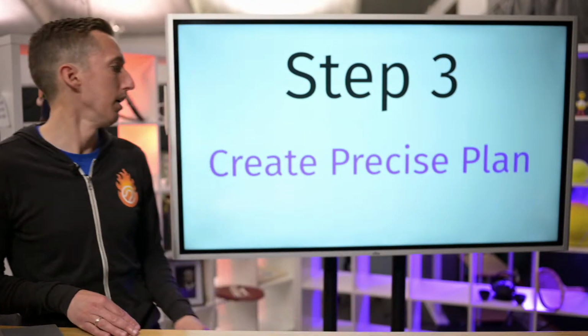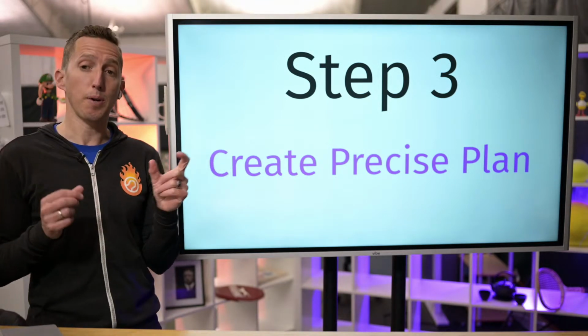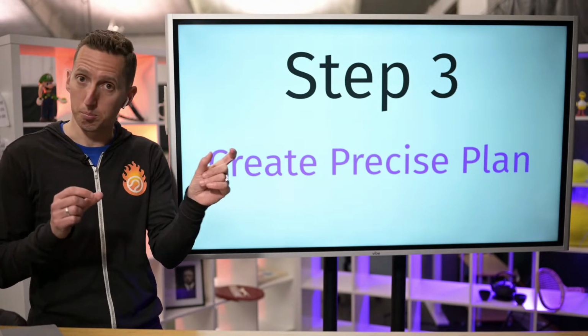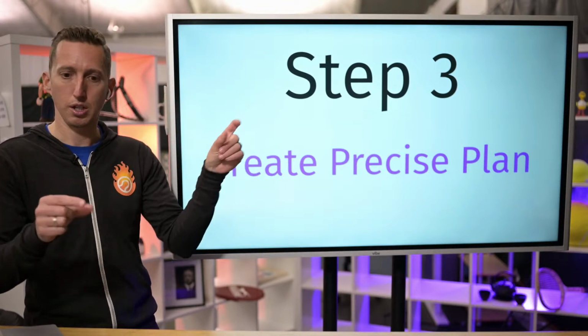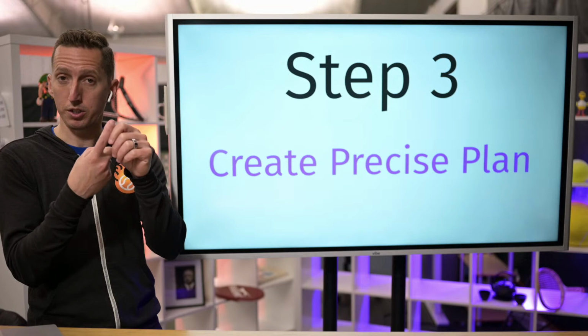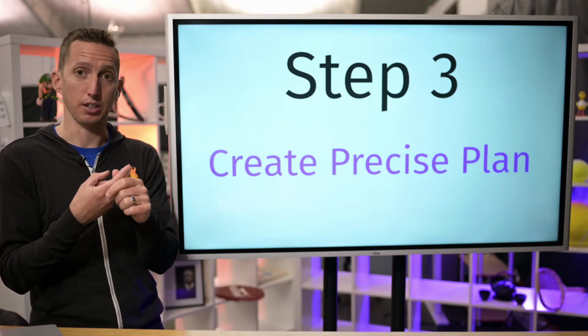Number 3 is create a precise plan. What we just talked about in part 2 is the building blocks. Those are the elements that you can pick and choose: attacking consistently in one direction, attacking consistently while changing direction.